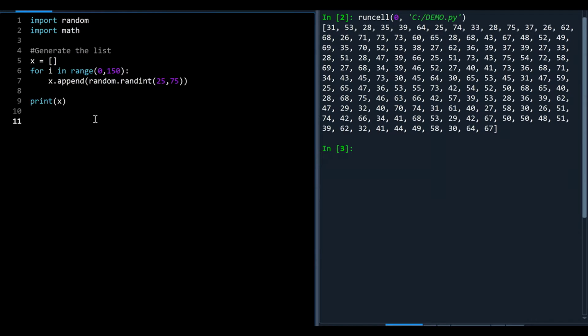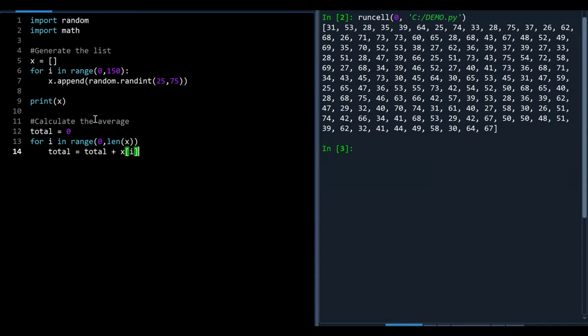Now I need to calculate the average of the list. It said to use no built-in statistical functions, so we'll just do everything by hand. To calculate the average, I need the total. So I add up all the values in the list and divide by 150. So for i in range from 0 to the length of my list, I add up all the values.